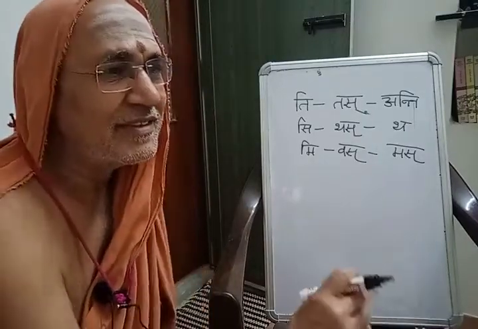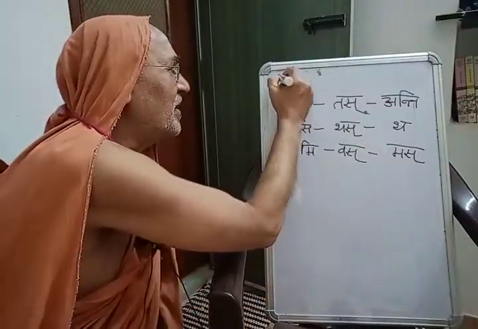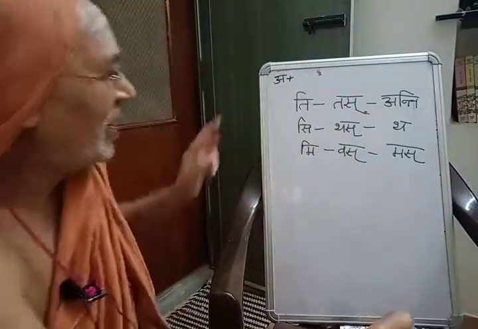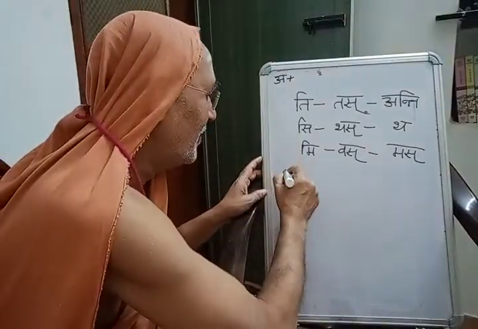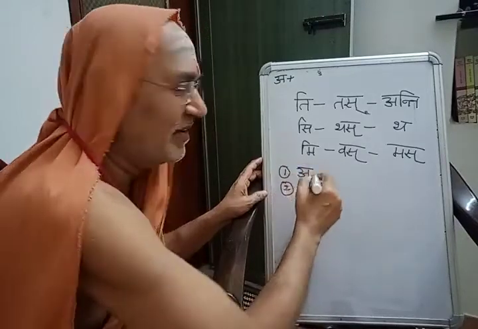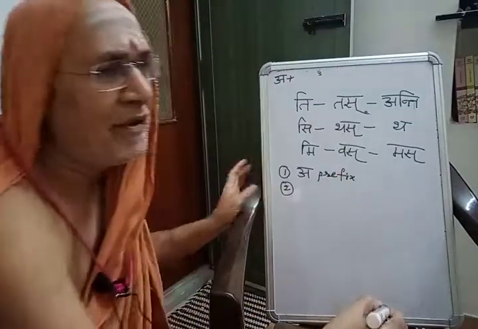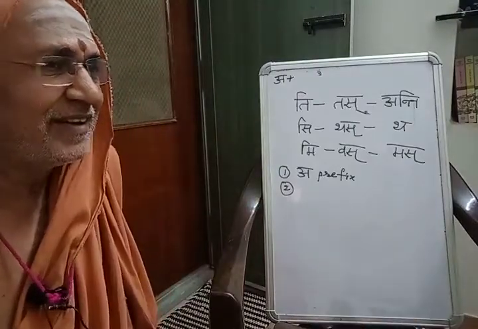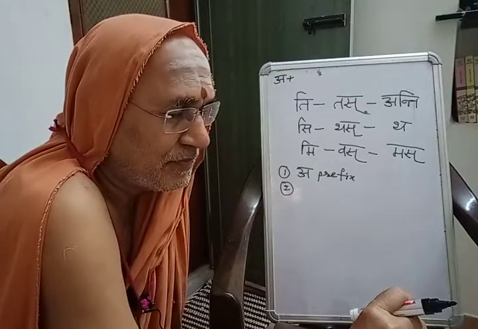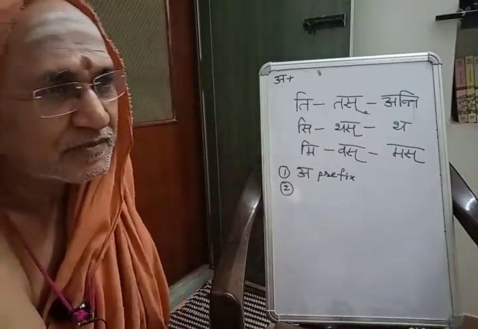One rule is for the past tense. Let us take this past tense. A is added in the beginning of the word. Okay? One rule: adding of a, a prefix. Atagama, they call it. Second is the gunadesha and vruddhyadesha, which you have discussed. They take place normally.